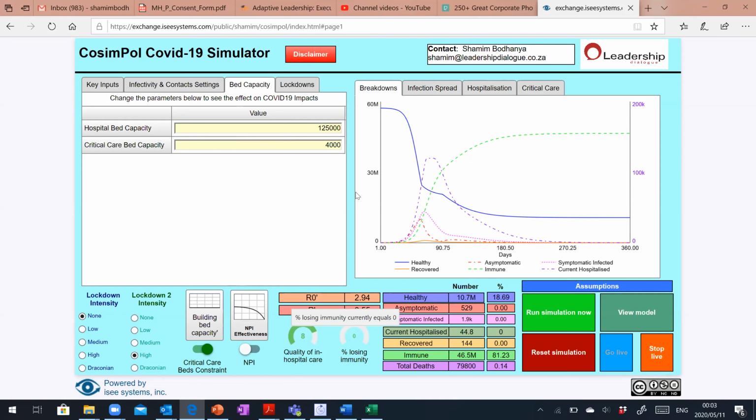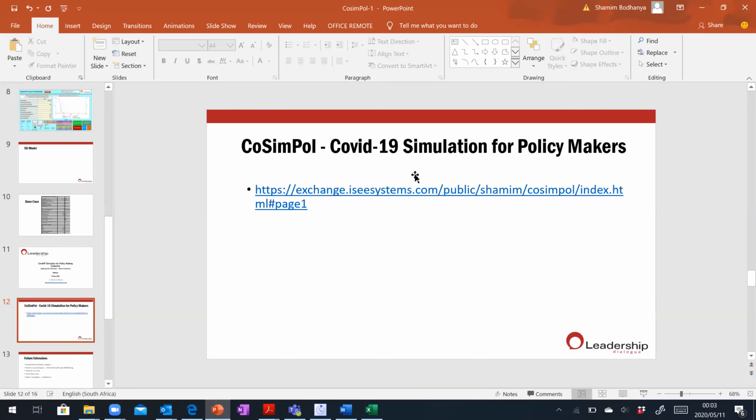That's the actual simulator itself. If I just go back here, we can see that that's where you would find the actual simulator itself.